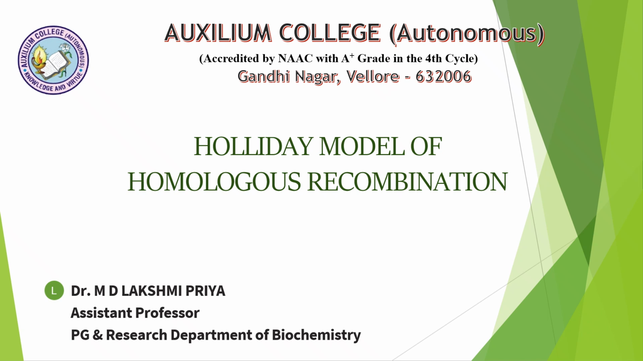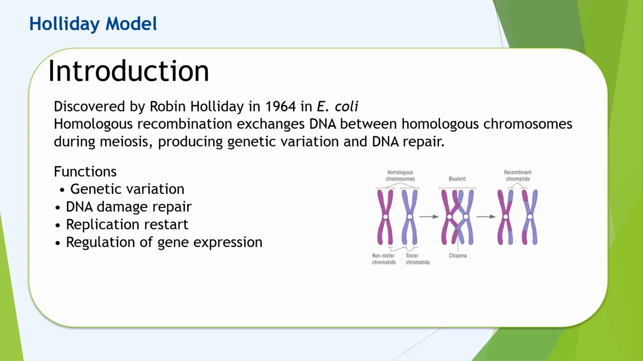Today we are going to learn on the topic Holliday model of homologous recombination. To begin with, the Holliday model was discovered by the scientist Robin Holliday in 1964 in E. coli. Homologous recombination exchanges DNA between homologous chromosomes during meiosis, producing genetic variation and DNA repair.